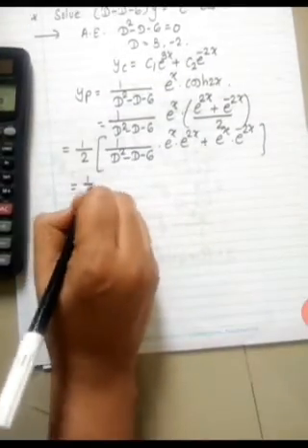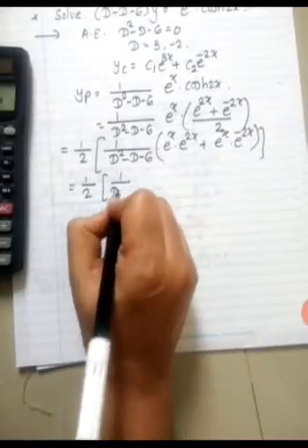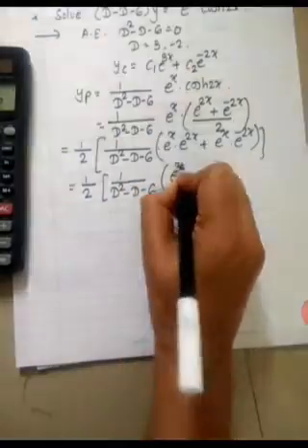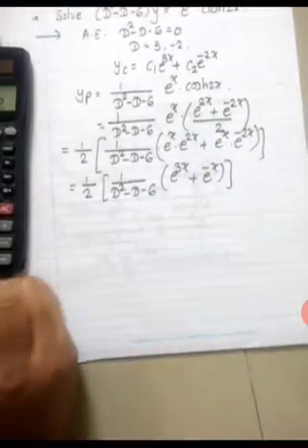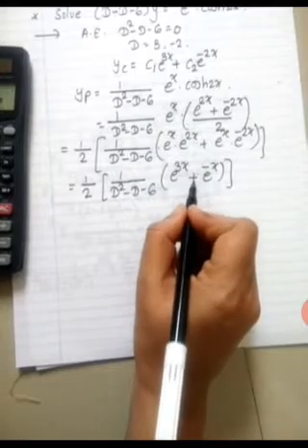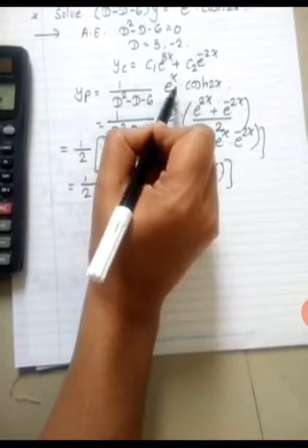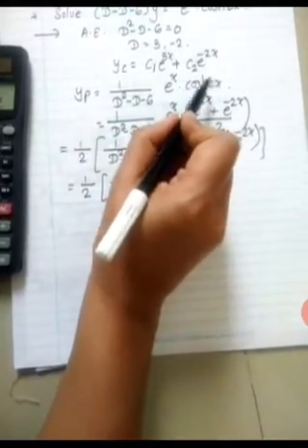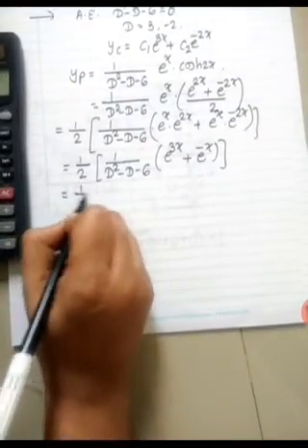That is 1 upon 2, 1 upon d square minus d minus 6, e raised to 3x plus e raised to minus x. Now what? Now there is addition in between. As there is multiplication, I told you we cannot separate with multiplication. This into this into this into this is not possible. So if there is addition, separate it.